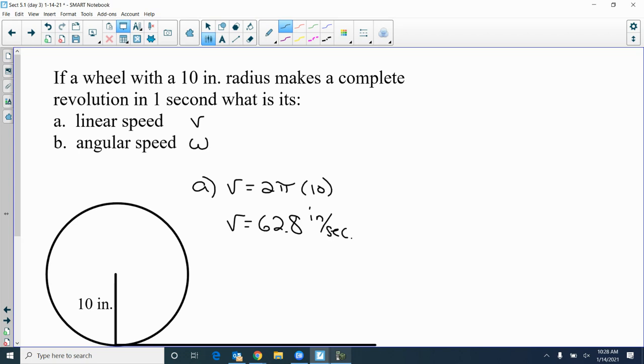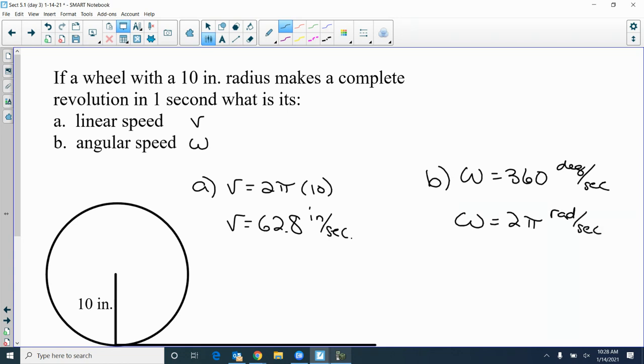The angular speed. Well, angular speed, just like everything else, depends on whether we're talking radians or degrees. Angular speed can be either one. So we're going to do both for this case. If it makes one revolution, it's a little bit easier to think of it without rolling, like right here, it makes one revolution. Well, how many degrees does it travel? Travels 360 degrees. That would be its angular speed. So it would be 360 degrees per second, or 2 pi radians per second. Okay?